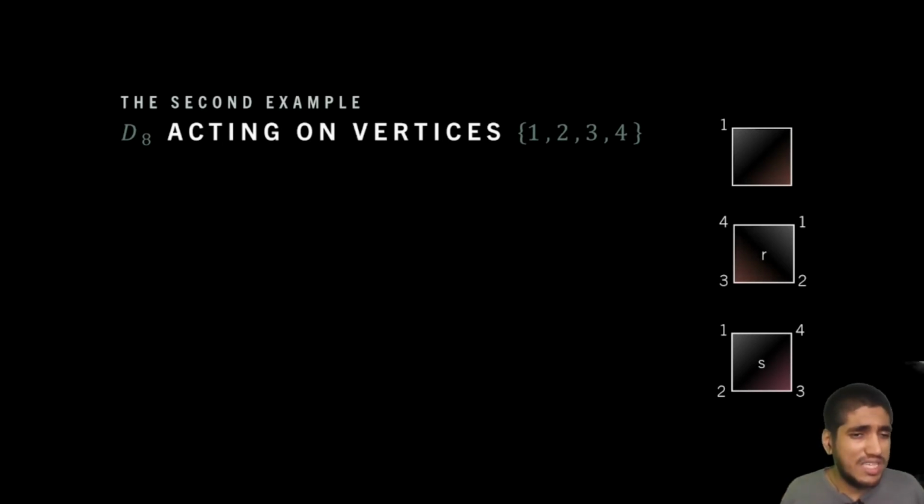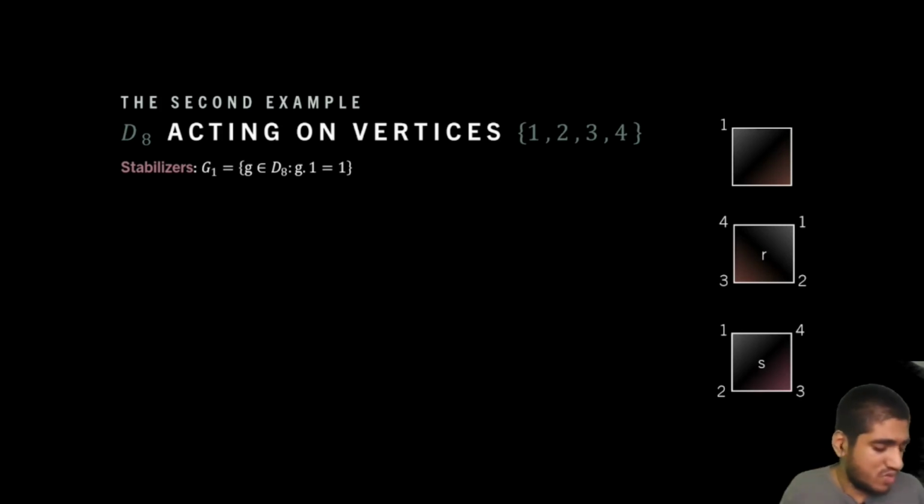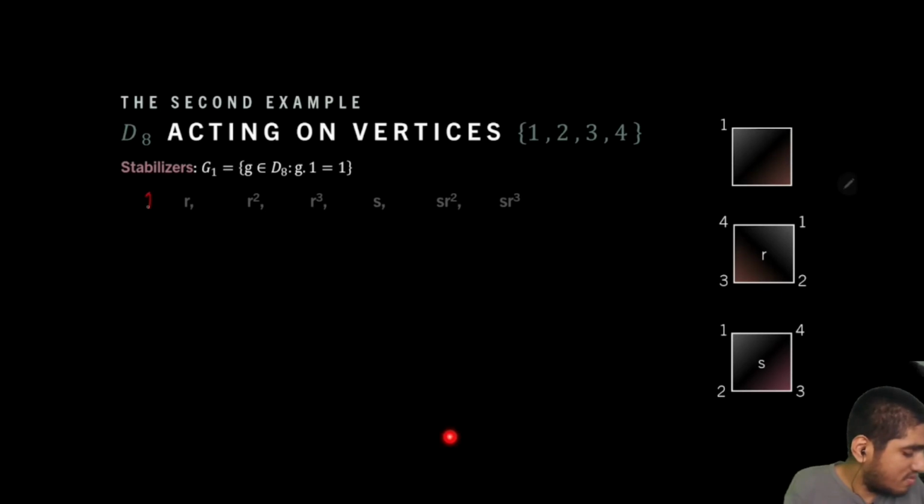What about the stabilizers? Stabilizer of 1, G1 is equal to G belongs to D8 such that G dot 1 is equal to 1. Let's see, we need to fix 1 in its position, vertex 1 in its position. Now, in case of identity, things go smooth. Hence, identity is already in the list.